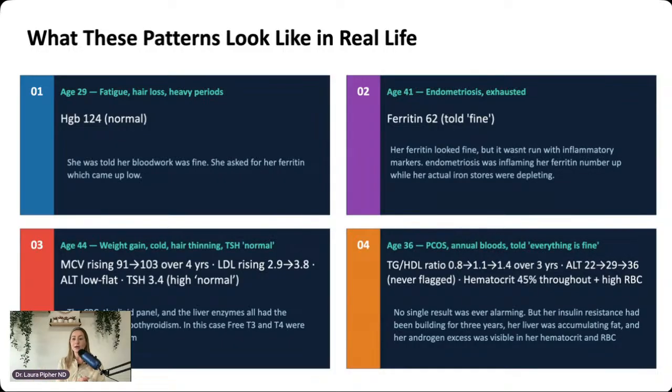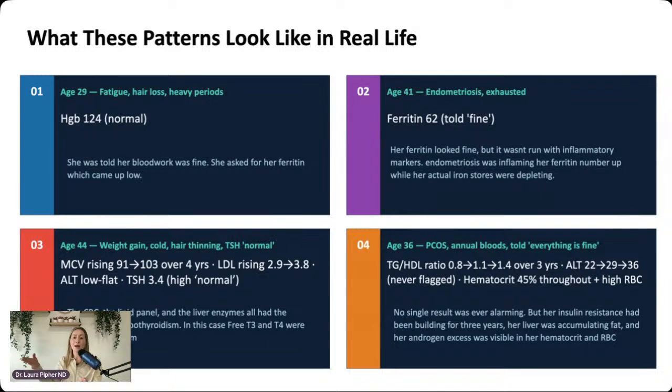Their ALT wasn't flagged yet, but it was going 22, 29, 36, slowly going up with the insulin resistance, liver markers going up. Hematocrit was 45% throughout, which if you look at your references, won't be flagged yet. That's just on the cusp. And they had high red blood cells. So no single result is crazy in this blood work, but we see a creeping of insulin resistance. We see the liver accumulating fat over time, and we see markers of androgen excess. We see markers that their testosterone is a lot higher over time, right? Again, we didn't measure testosterone.